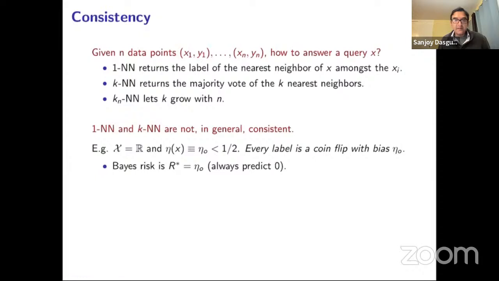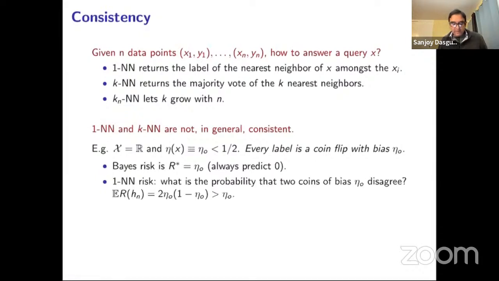That's the error rate. But now let's see what happens with one nearest neighbor. With one nearest neighbor, it doesn't matter how many training points you get. You have a query point and you have its nearest neighbor, and their labels are both coin flips with bias a quarter. So the chance of being wrong is that those two coins come up different. So it's a quarter times 3/4 plus 3/4 times a quarter. And so it's more than a quarter. So one nearest neighbor is just not consistent.